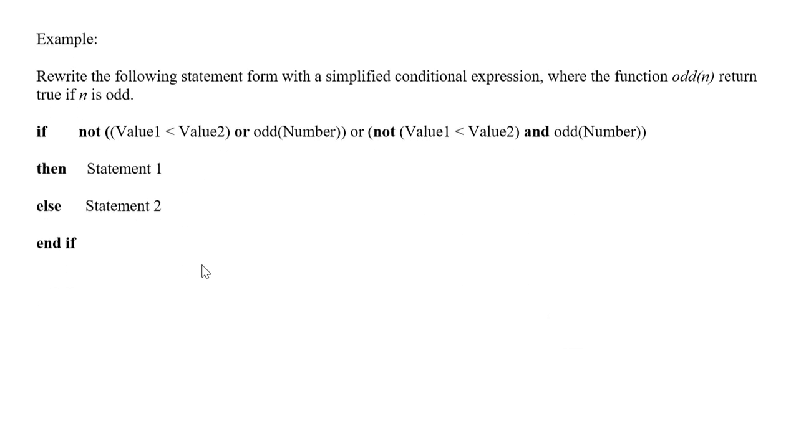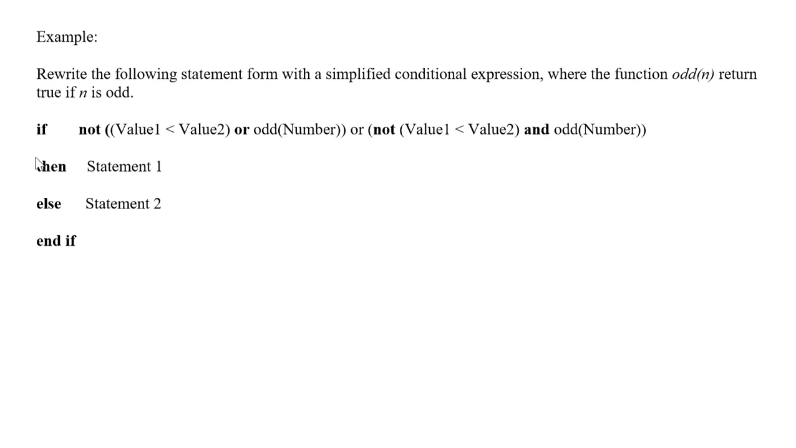Let's see this example here. So the question is to rewrite the following statement form with a simplified conditional expression, where the function odd(n) returns true if n is odd. So here is what we have. We have this pseudocode, but maybe we could rewrite it better. And that's why we are learning this logic and doing this truth table, to make our programming or our pseudocode, our algorithm, more efficient and clear and easy to understand.